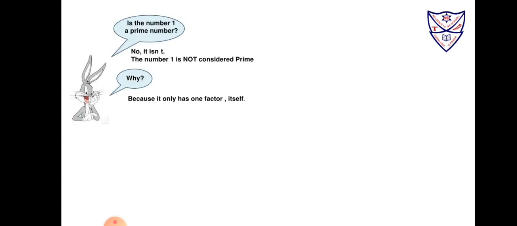Now let us understand the sieve of Eratosthenes method to find the prime numbers from 1 to 100. Is the number 1 a prime number, students? No, it isn't. The number 1 is not considered a prime number. Why is it not considered a prime number? Because it has only one factor, that is itself.